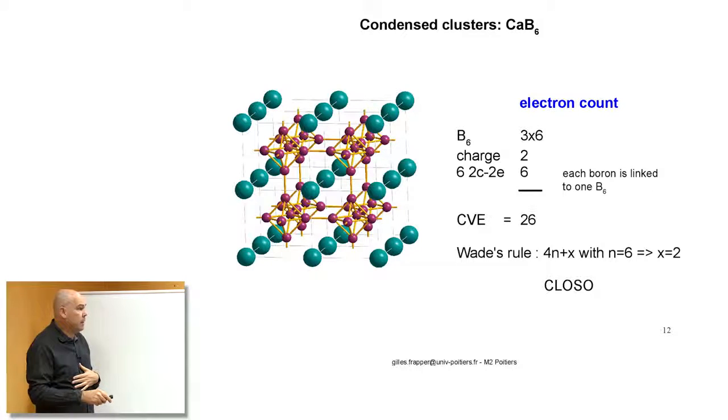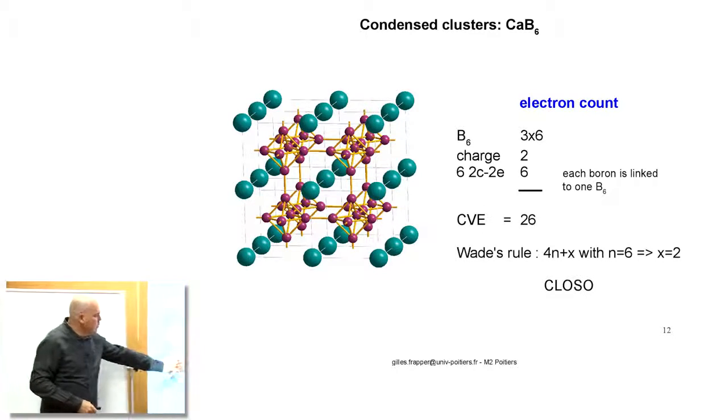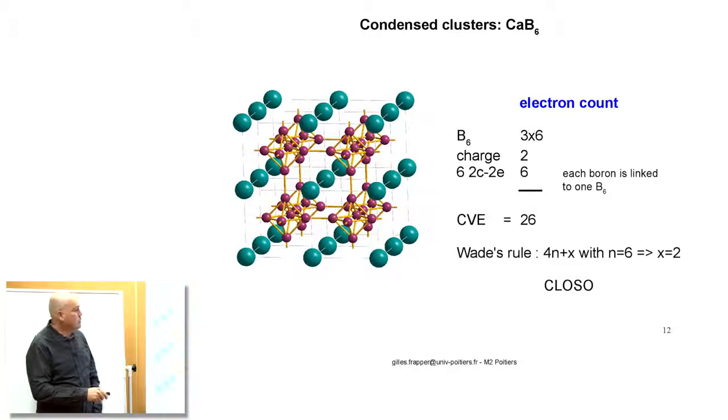B6, so you have 18. The charge coming from calcium, 2. And each octahedron is linked to 6 actually octahedrons. 4 in the main plane here, and 1 above and 1 below. And you may describe this bond as a 2-center, 2-electron bond. It's a single bond. So you have 6 times 1, because each B6 counts for 1 electron. So you have 6 electrons here. So the cluster valence electron count is 26.